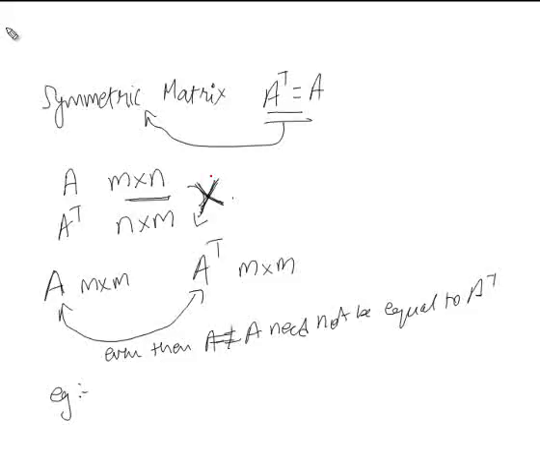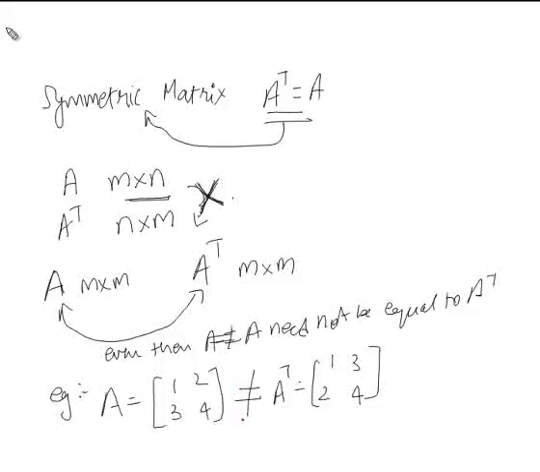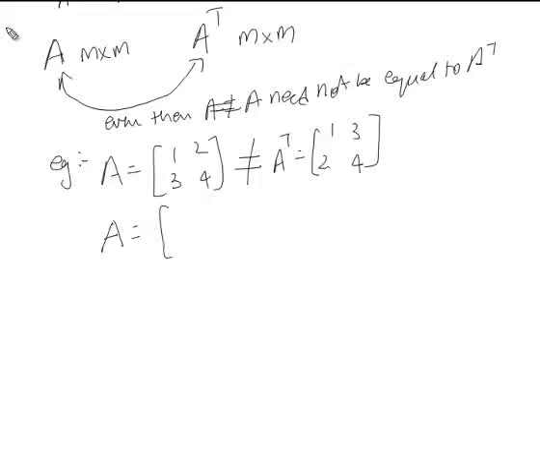Whereas if A is m comma m, then there is a chance. Say for example, if I say A is equal to 1, 2, 3, 4. What is A transpose? It will be 1, 3, 2, 4. So A and A transpose are not equal. But if I say A is equal to 1, 2, 2, 1, what will be A transpose? A transpose will again be 1, 2, 2, 1. Correct? These are equal.